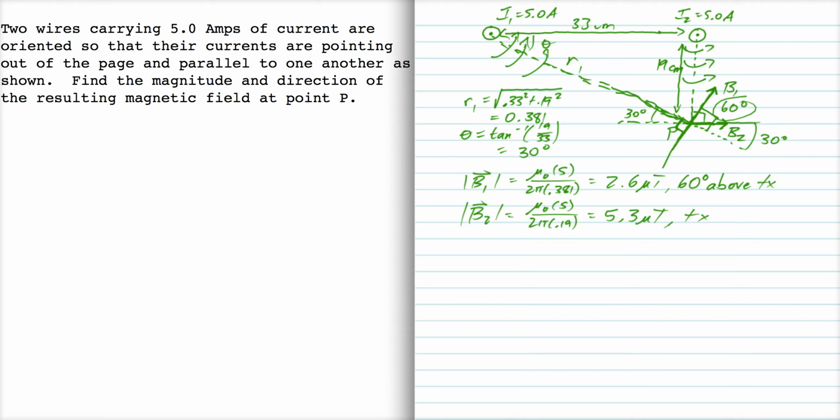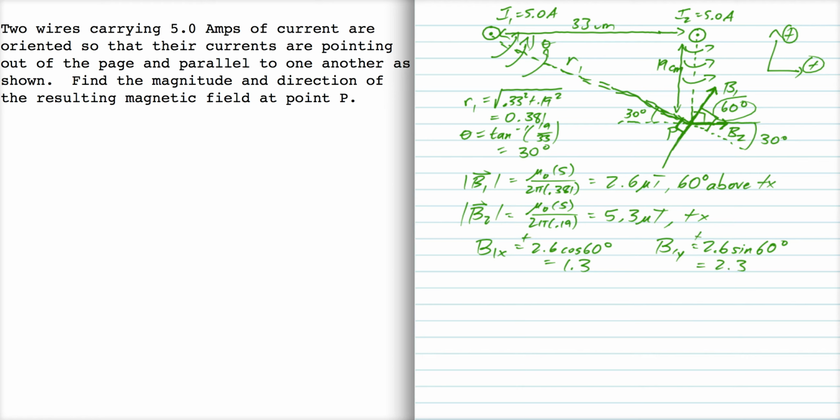Okay, so B1x is 2.6 cosine 60, which is 1.3. B1y is 2.6 sine 60, and they're both positive, right? I'm going with my sign convention. Up is positive and to the right is positive. So the x component and the y component are both positive in this one.